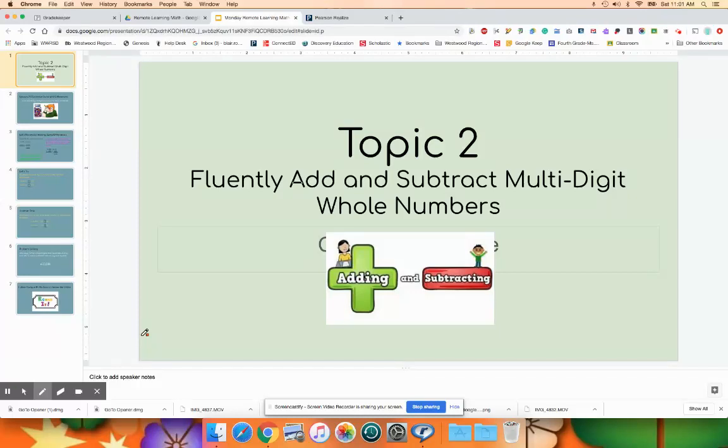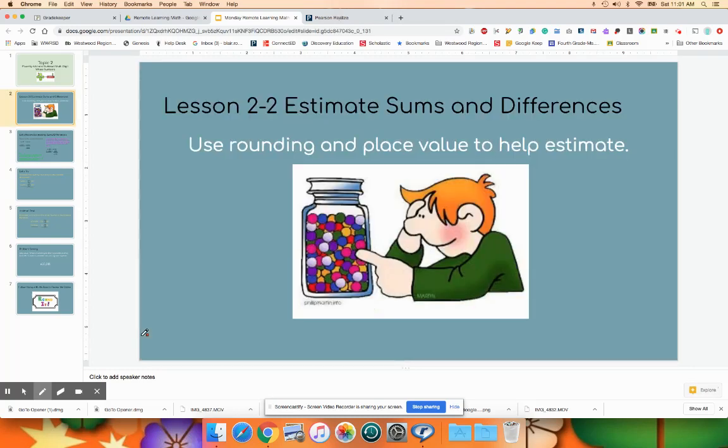Happy Monday. We're going to start reviewing topic 2, which is adding and subtracting multi-digit numbers. We're going to go a little bit quickly and not do all of the lessons. We're just going to go over some that we taught you guys. All right. So we're going to start today with lesson 2-2, estimating sums and differences. So you're going to use all that stuff you reviewed on how to round to help you today to estimate sums. Remember that a sum is the answer in an addition, and estimate differences. That's the answer in a subtraction problem. Okay, so you're going to use rounding and place value to help you estimate.